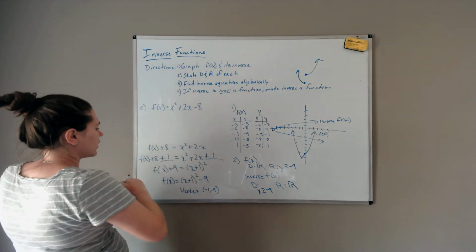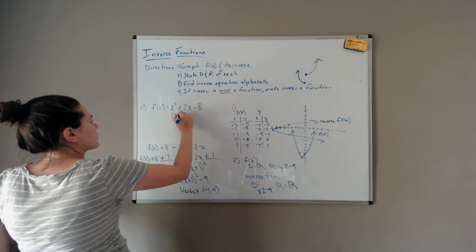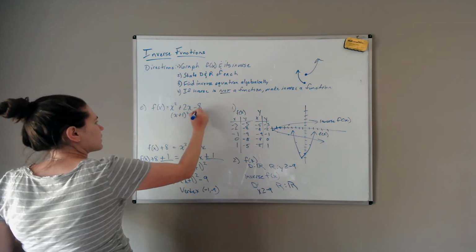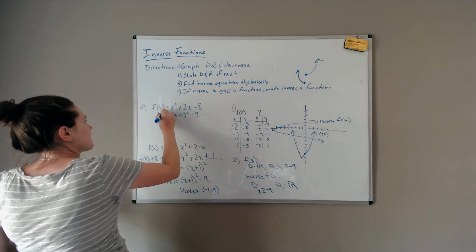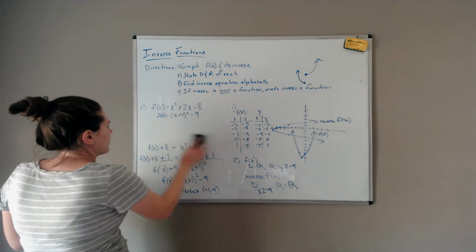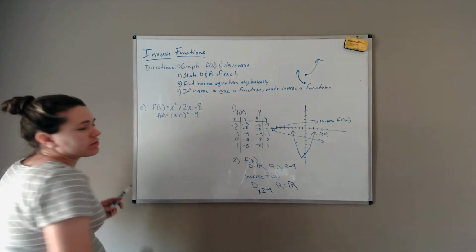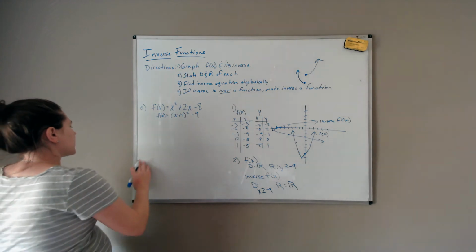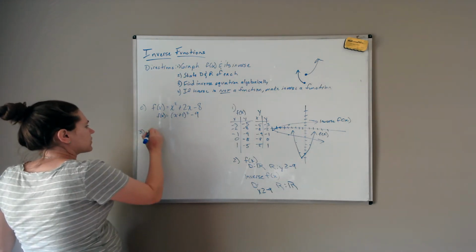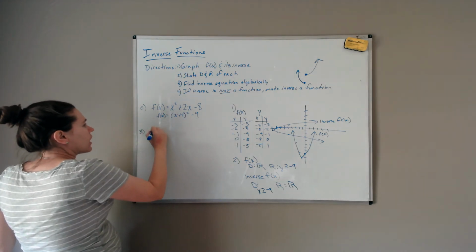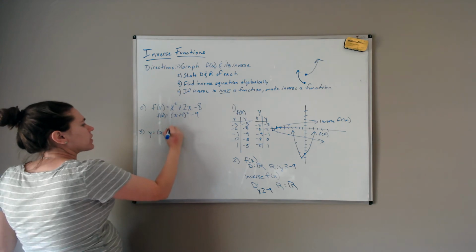Okay, so I'm going to hold on to what we wrote: this was y equals (x plus 1) squared minus 9, right? So now part 3 says get the inverse equation algebraically. So we're going to swap x and y in y equals (x plus 1) squared minus 9.